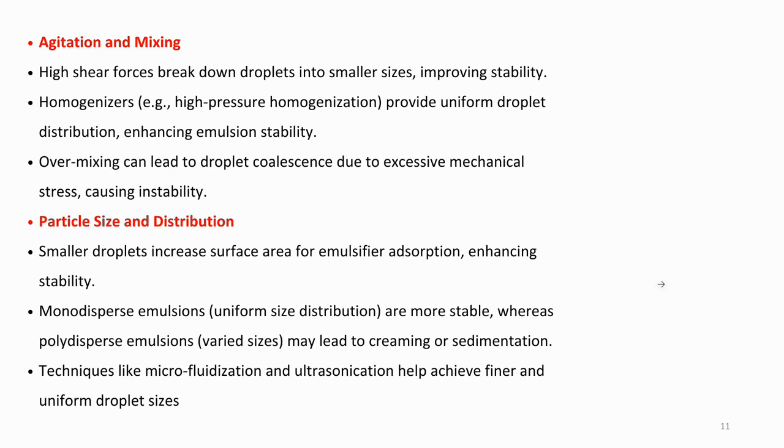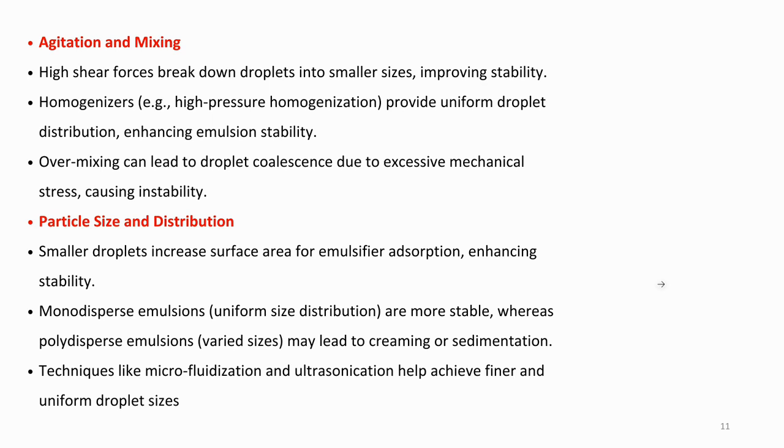Agitation and mixing: high shear forces break down droplets into smaller sizes, improving stability. Homogenizers like high pressure homogenization provide uniform droplet distribution, enhancing emulsion stability. Overmixing can also lead to droplet coalescence due to excessive mechanical stress, causing instability. And particle size and distribution is a very important phenomenon.